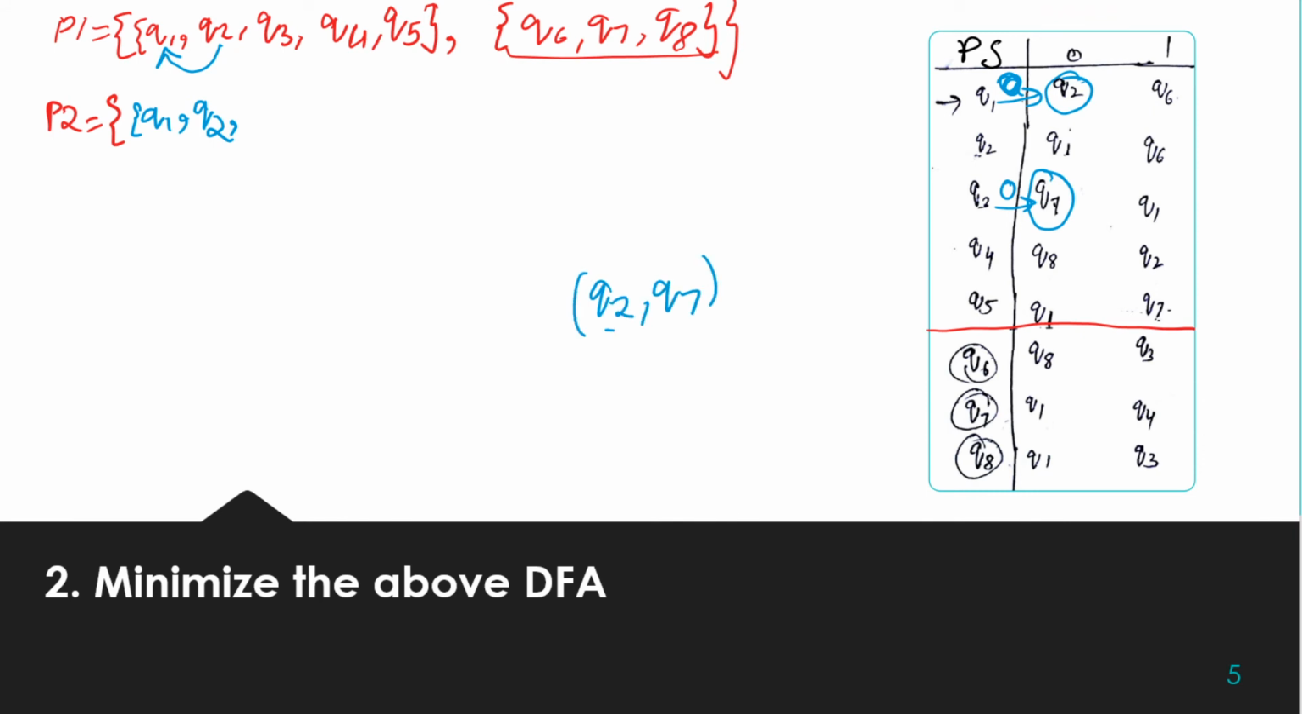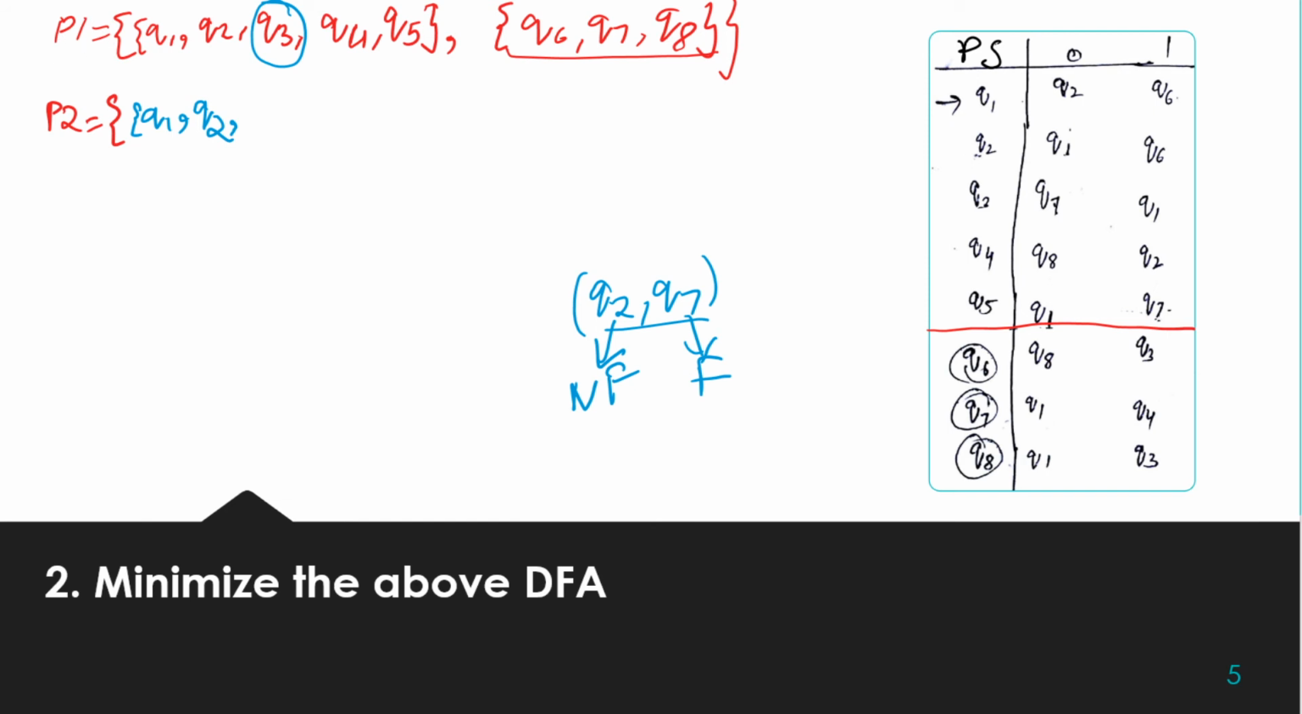Q2 and Q7 are part of different groups in the previous partition P1, as Q2 is part of the non-final states and Q7 is a part of the final state group. So we can say that Q3 is not compatible with Q1 and cannot be part of the same group. We cannot keep Q3 with Q1.